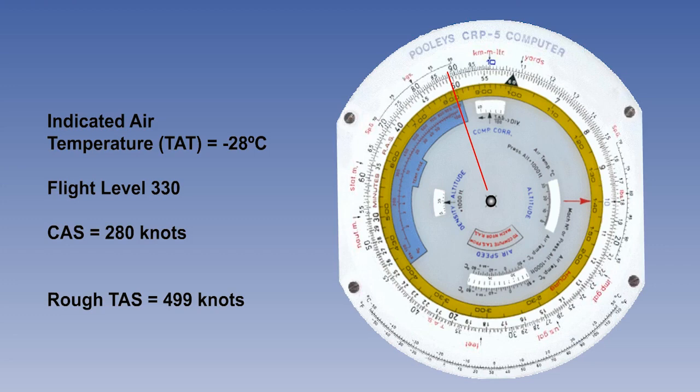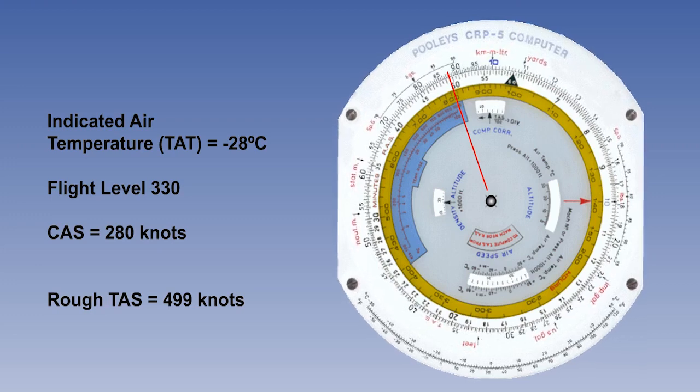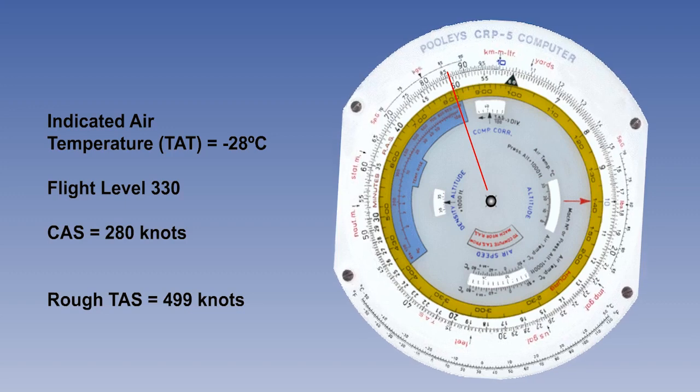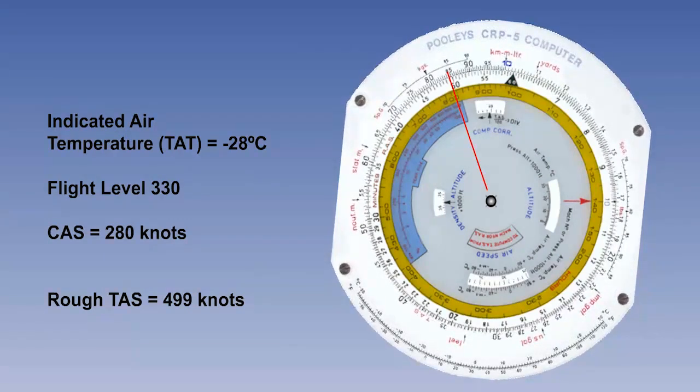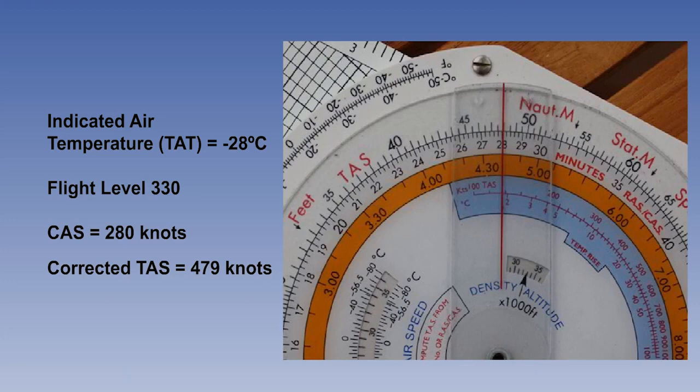We therefore apply compressibility correction. Move the compressibility correction index 1.99 divisions, or more practically, 2 divisions to the left. What is the revised TAS? You should have found 479 knots.